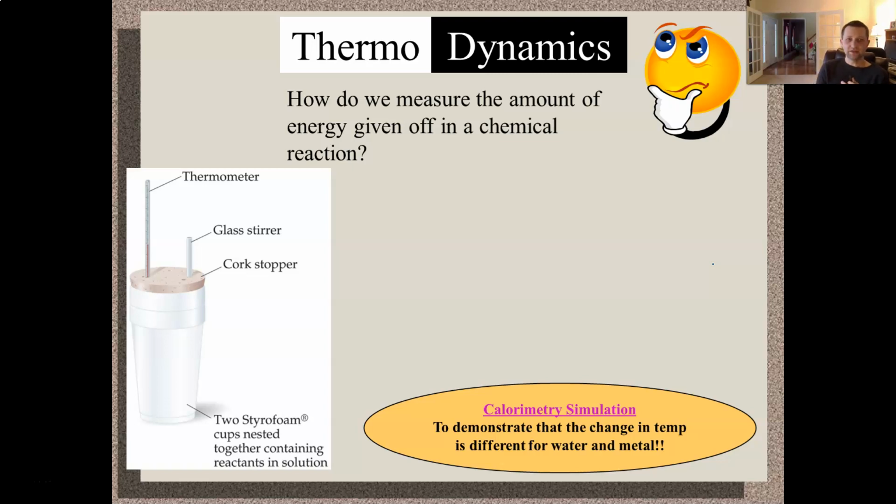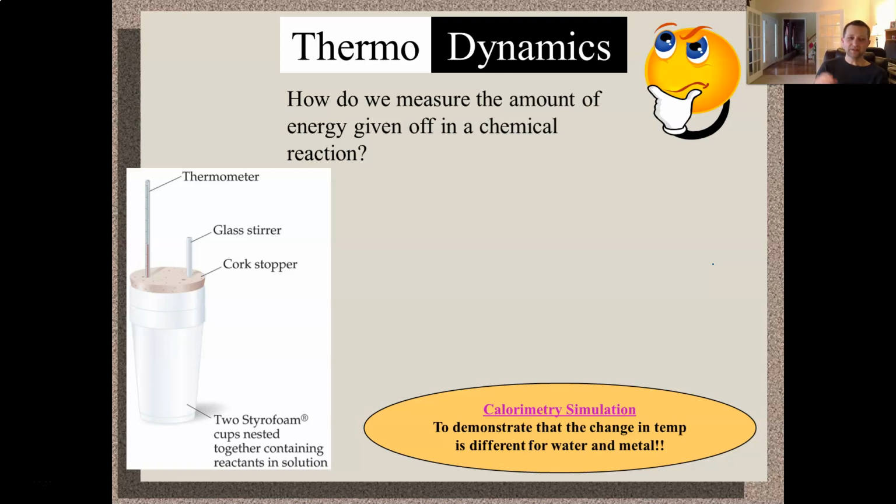So the picture on the screen here is of a very, very expensive coffee cup calorimeter, which actually isn't half bad. So what we're going to use in class: you have two styrofoam cups nested together because it's a really good insulator. It's not going to lose a lot of heat or energy. We might not have the cork stopper and a glass stirrer, but we're just going to use a glass stirring rod. And we have a thermometer that goes into it.